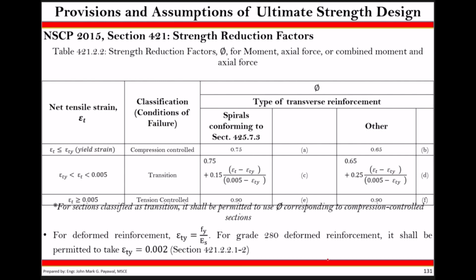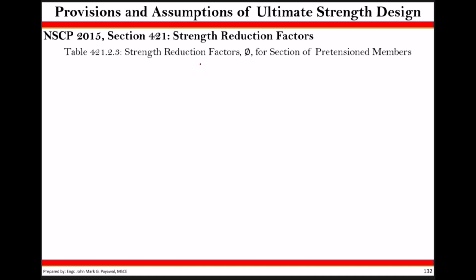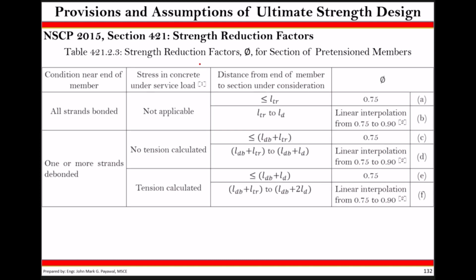Okay, so this would be further illustrated or discussed with you via a new table, because mas clarified yon or mas simplified yon, and then look forward to having our sample problem or discussion. Next is, after table 421.2.2.2 or 0.2.2, do tayo sa 0.2.3. Ito naman yung for pre-tensioned members, no? Para din siyang ganun yung application.